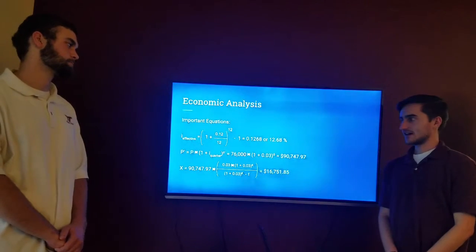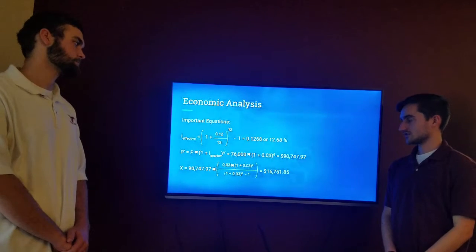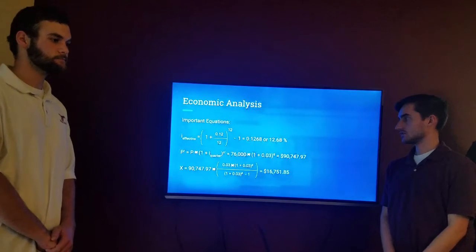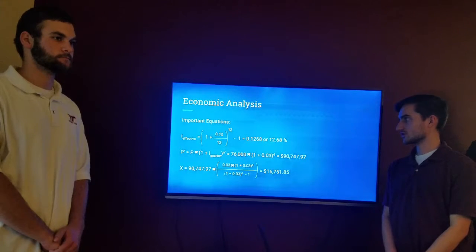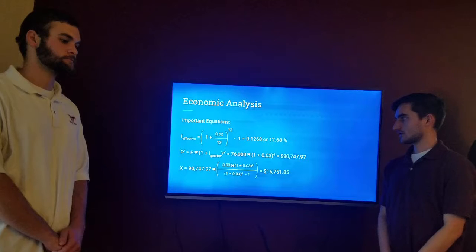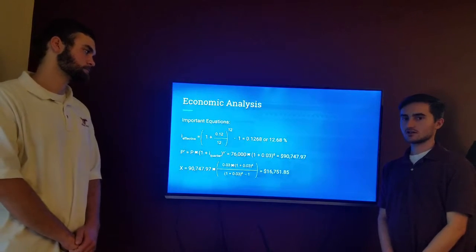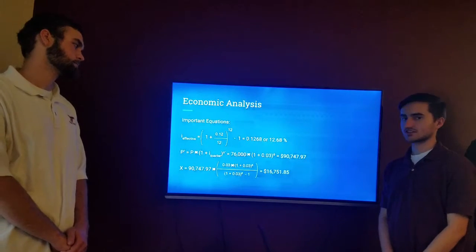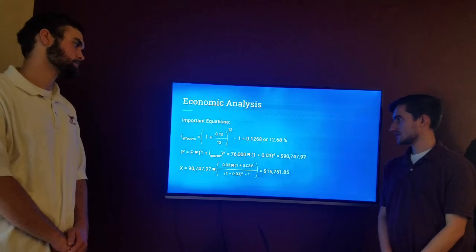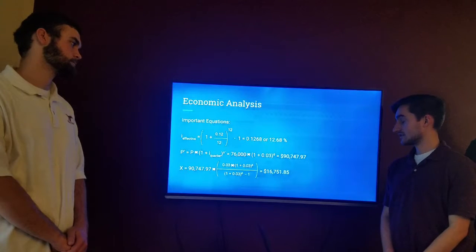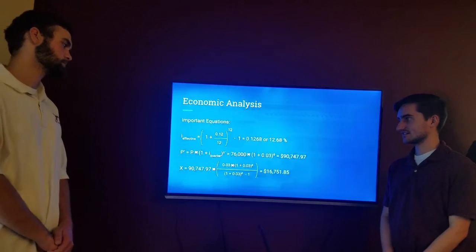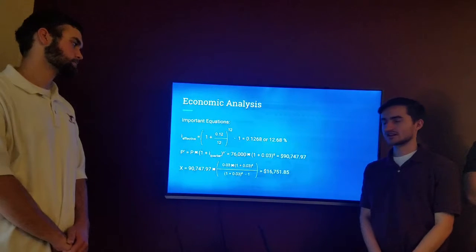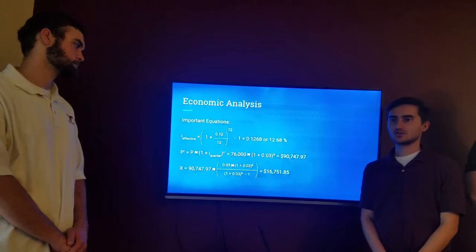Some important equations we went through in this analysis was to get the effective interest rate. We used the equation that was provided for us in the class, and through that, over the 12 quarter period, we get a yearly effective interest rate of 12.68%. And in order to find what our annuity would be over the repayment period, we first found a P prime, which from that $76,000 and over 6 quarters of gaining interest ended up being $90,747.97. And then from that P prime, we plug that into the annuity equation to get our final value of $16,751.85 that we pay back to VTEMPs over those 6 quarters.